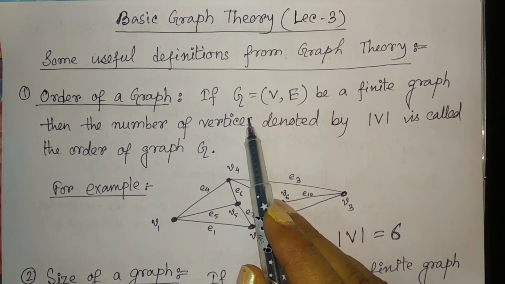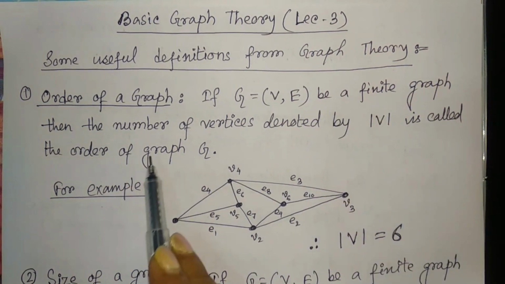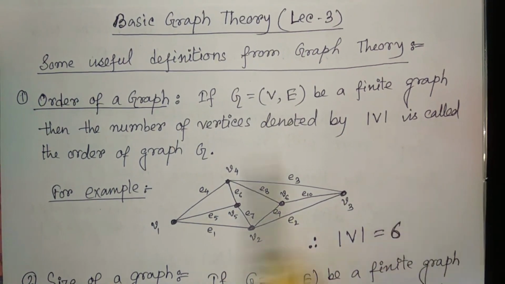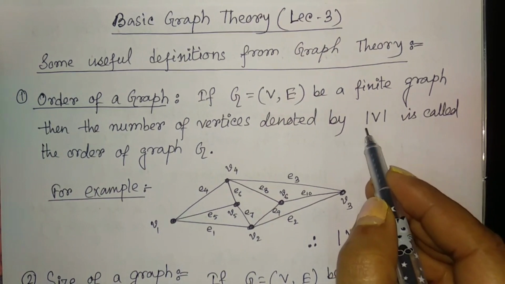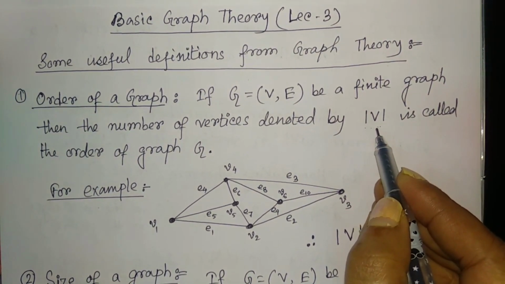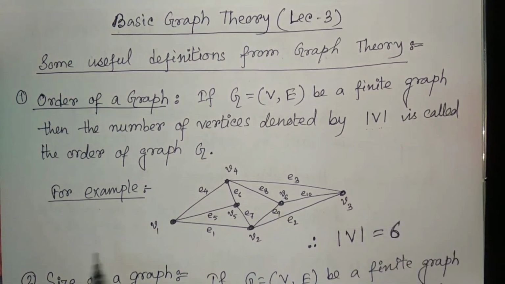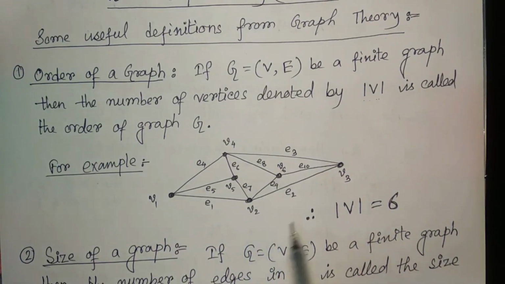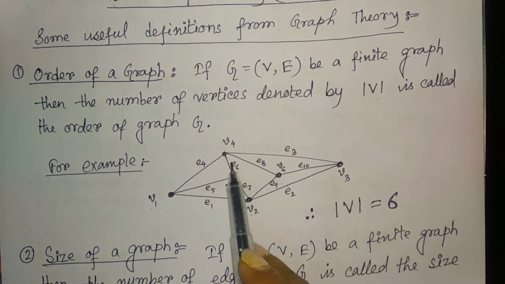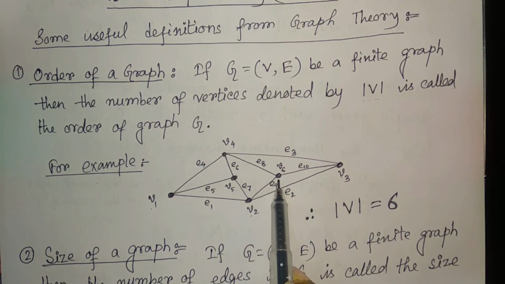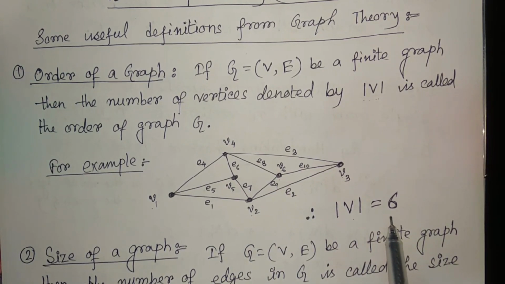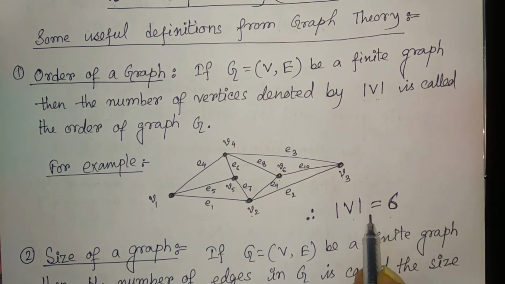If G is a finite graph, then the number of vertices, denoted by mod V, is called the order of a graph. This mod V is the cardinality of V, that means how many vertices are there in the vertex set. For example, if this is our graph, here we have V1, V2, V3, V4, V5 and V6. Total 6 vertices, so the cardinality of V is 6, and the order of the graph G is 6.